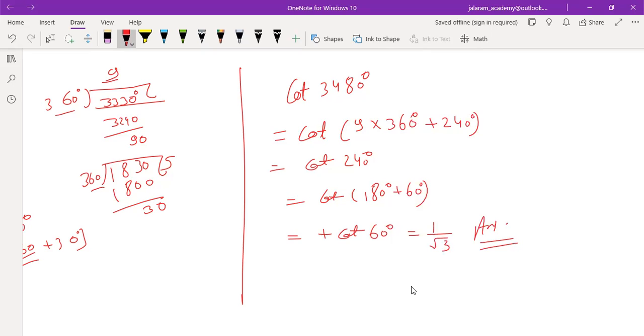In this way, you can solve all the questions. If they are in terms of degree, divide by 360 degree. If they are in terms of pi, so use the procedure.